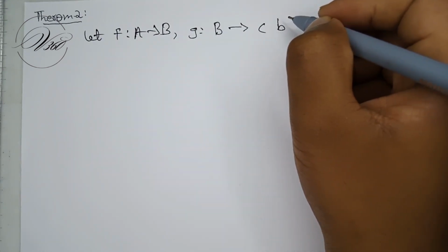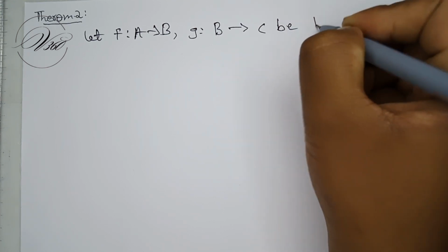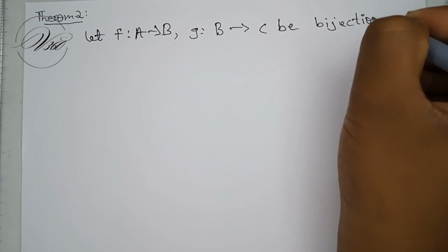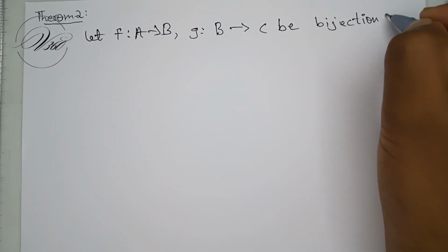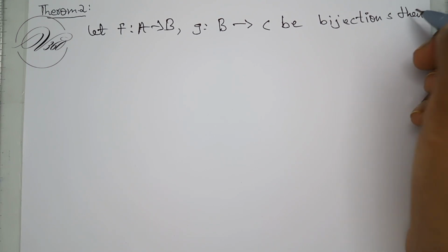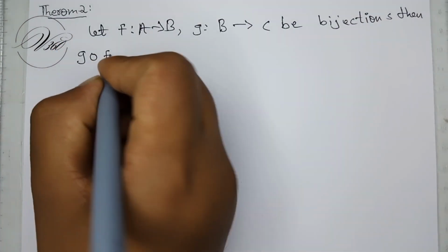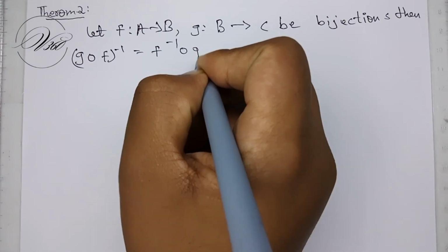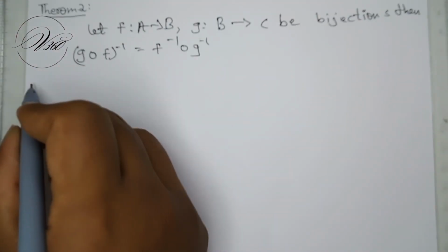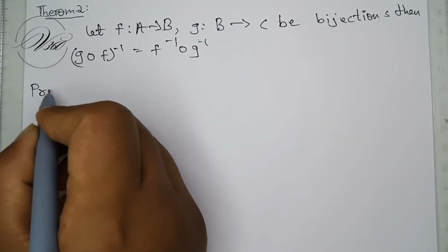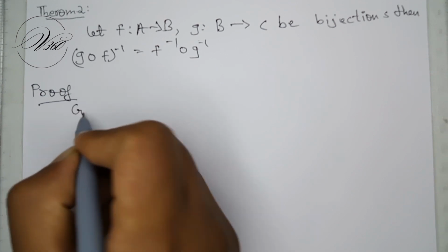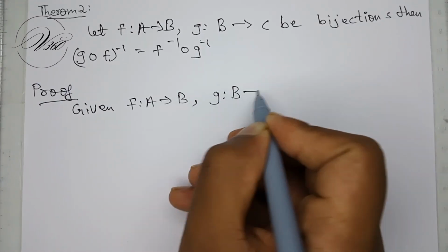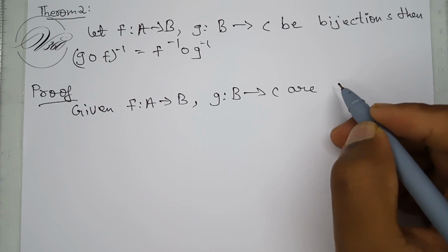Now let F maps A to B and G maps B to C be bijections. Bijections mean what? Something which has both the conditions, that is injection and surjection, then it is called a bijection. Okay, bijections. Then GOF total inverse is equals to F inverse of G inverse. Proof. Now we should do the proof. Okay. Now in proof, given is F maps A to B and G maps B to C are bijections.